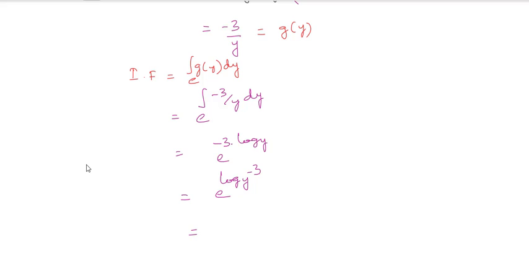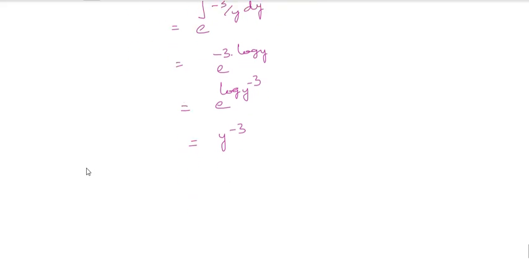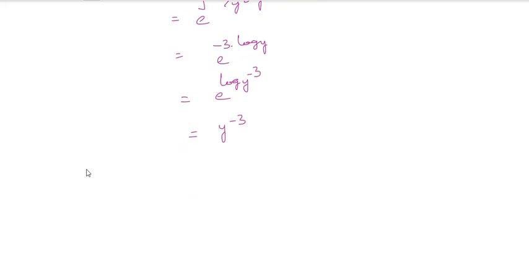Yes or no? So the exponential and log terms get cancelled, and you have y to the power minus 3. That y to the power minus 3 I can write as 1 by y³. So this is the integrating factor for the corresponding equation. This is how you solve the integrating factor part.